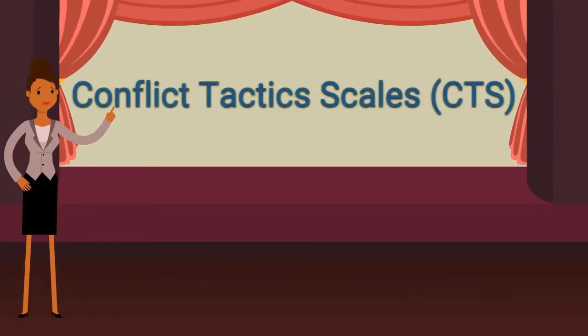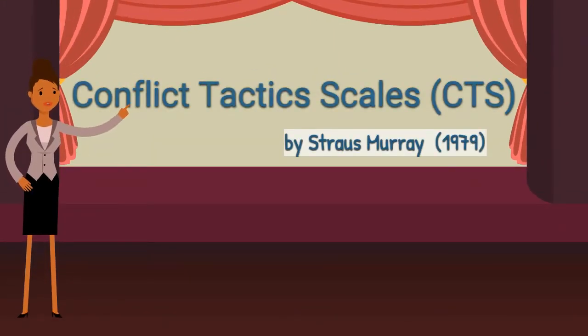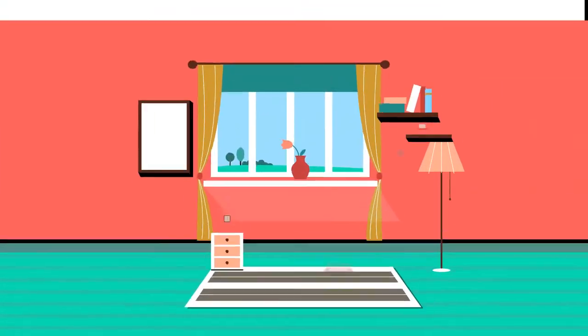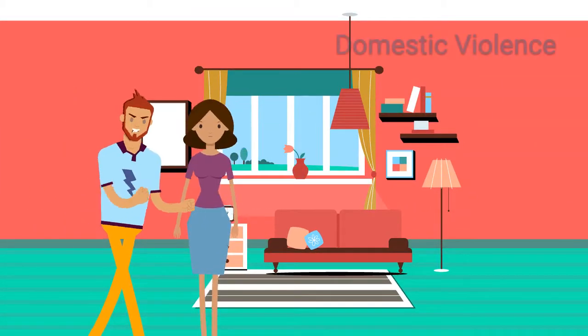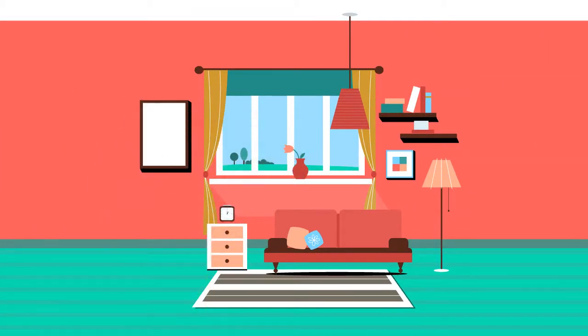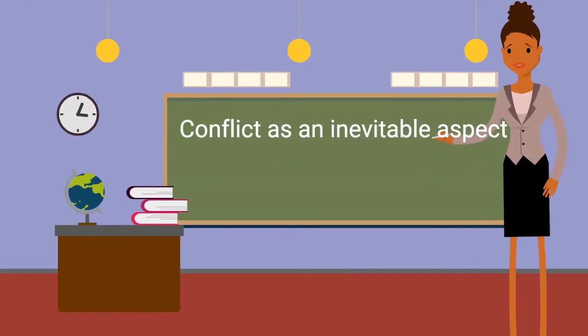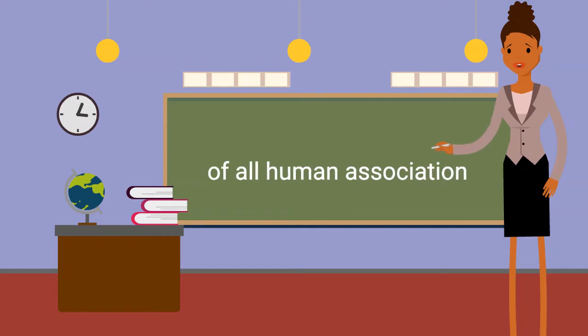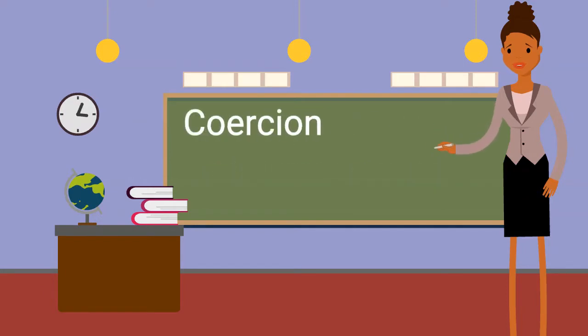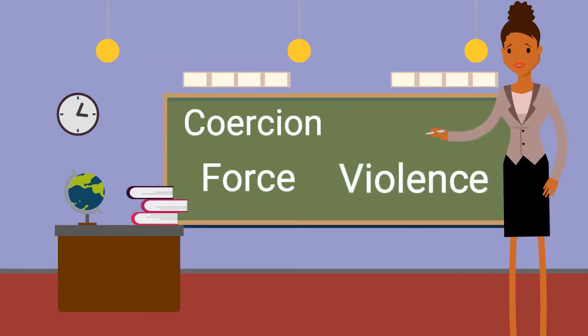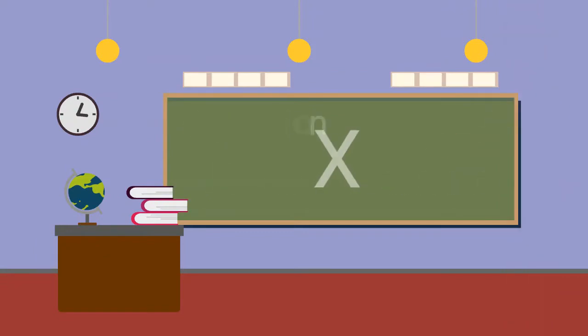The conflict tactics scale was developed by Strauss-Murray in 1979. The conflict tactics scales are the most widely used instrument for identifying domestic violence. The scales are based on the premise that conflict is an inevitable aspect of all human association, but that the use of coercion, including force and violence as a conflict resolution tactic, is harmful.